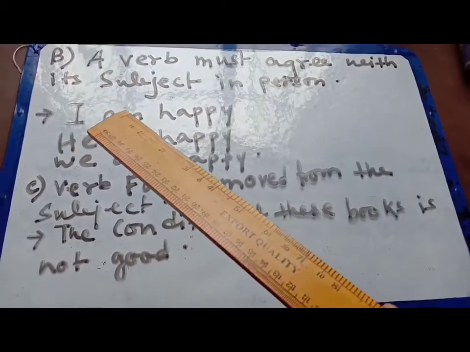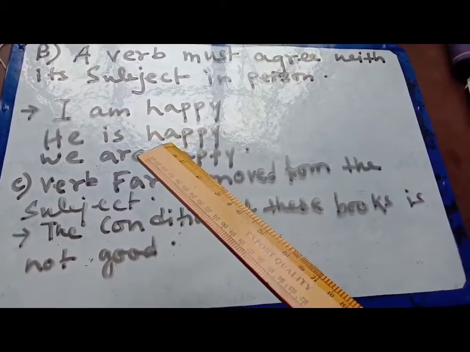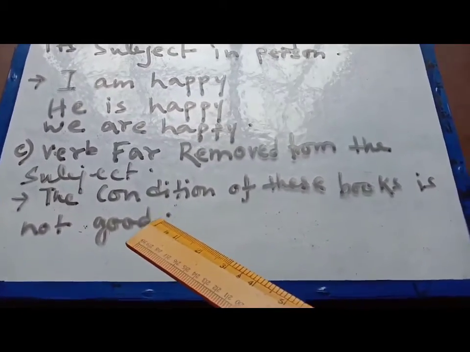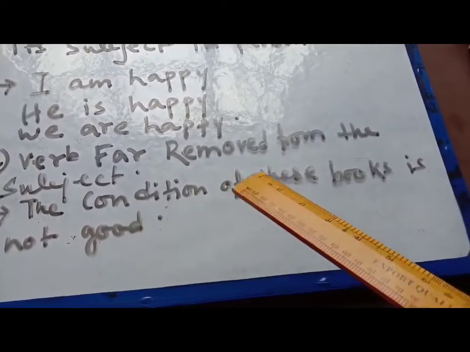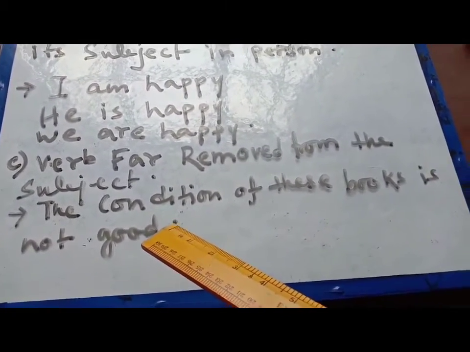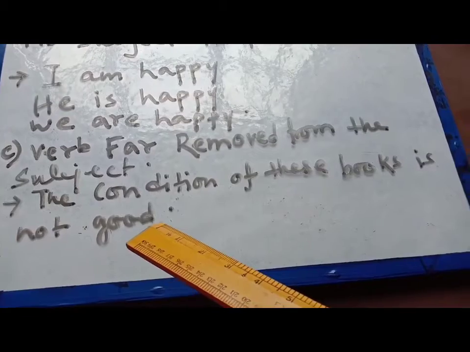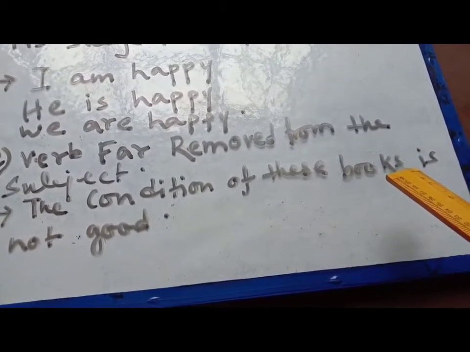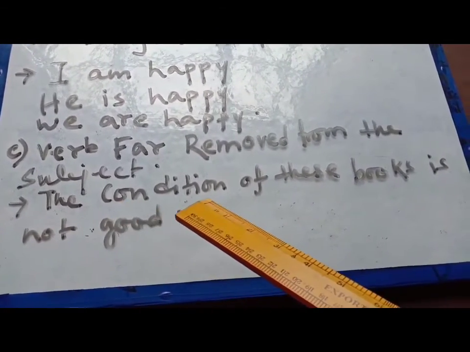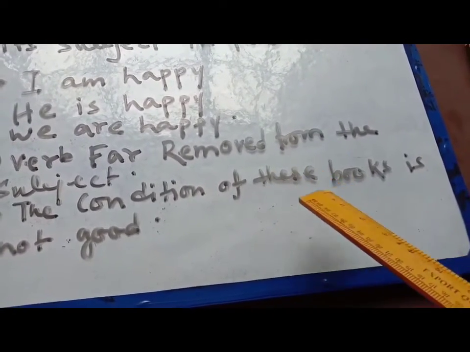But we have to be careful in the use of the verb if it is far removed from its subject. You see this sentence, so it will be clear to you: the condition of these books is not good. Where is the verb here? Is. Where is the subject? The condition. The subject is not these books.